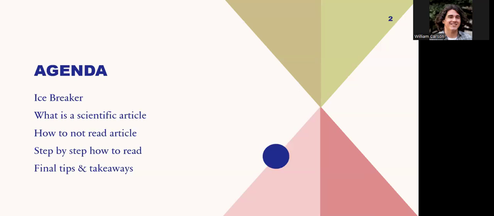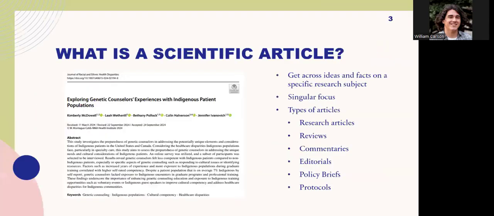So bear in mind, this is my opinion on how to read scientific articles, and we're really only going to be mainly focusing on research articles and literature reviews, not so much on different types of manuscripts that we're going to go into now. So, what is a scientific article?